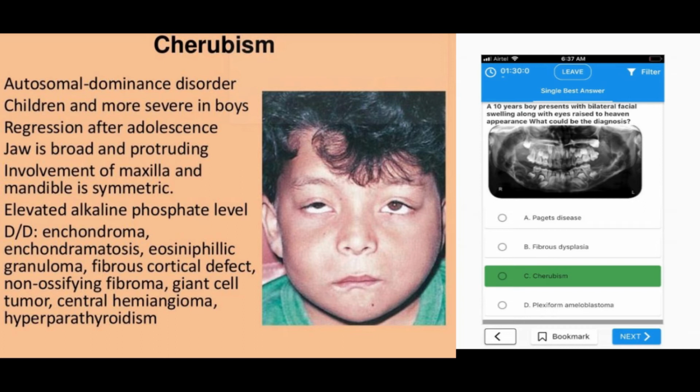What you would see is there will be involvement of the inferior and lateral orbital walls that tilt the eyeball upward and retract the lower eyelid. So it will expose the sclera below the iris that produces the eyes upturned to heaven appearance.